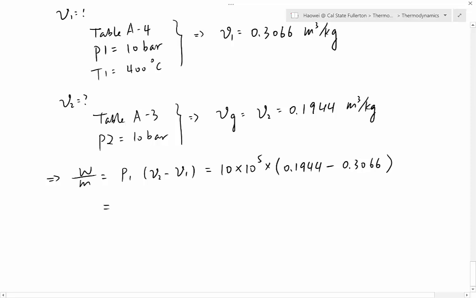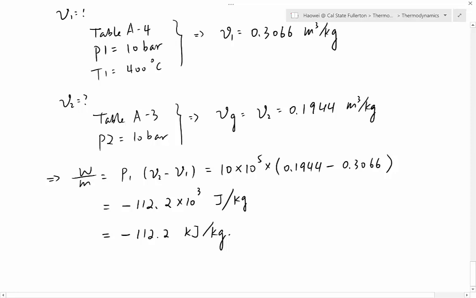Okay, and then you can use your calculator. The solution is negative 112.2 times 10 to the third. What should be the unit of the solution? Because I use SI unit for everything in the right hand side, then your solution must also be in SI unit. What is the SI unit for work per unit mass? For work, SI is joules. Divided by mass, the SI unit for mass is kilogram. And then the question asks for the solution in kilojoules per kilogram. So we convert joules to kilojoules. It's negative 112.2 kilojoule per kilogram.